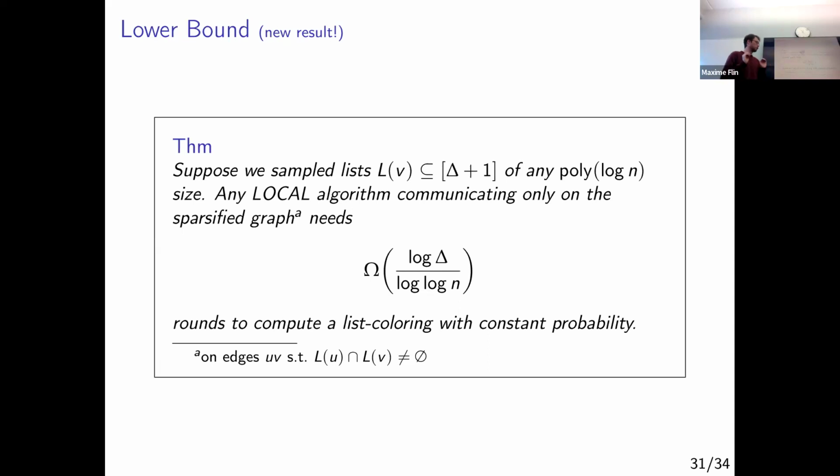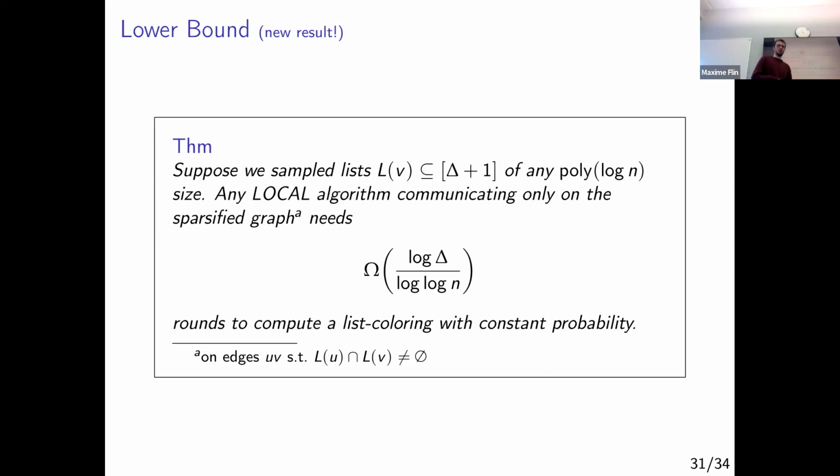It's not a super strong lower bound, but it's interesting anyway. Say you sample a list, and it could be any polylog n size, log to the 20, log to the 100, doesn't matter. And then you just run a local algorithm, but only on the sparsified graph, only using those edge list data sets. This is why the lower bound is kind of weak, because you could design an algorithm that's not doing this. But if you just use an algorithm that does that, then you need roughly a lot of log delta rounds.